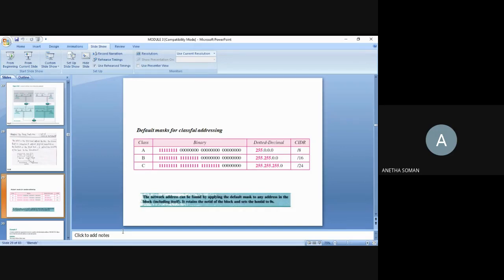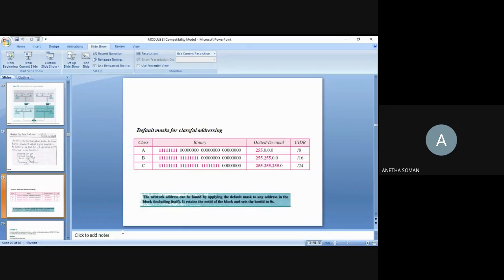Default mask is nothing but a 32-bit binary number where you will have contiguous zeros as well as contiguous ones. Contiguous means a continuous run of zeros and ones. Okay, so the router outside the organization has a routing table. I told you all routers have a routing table, and there will be one column based on the network address.